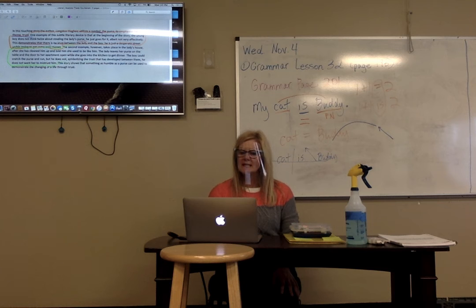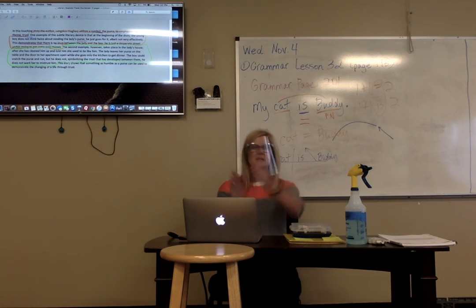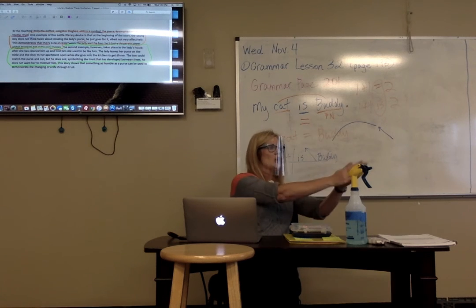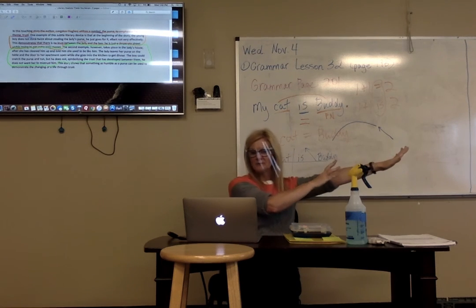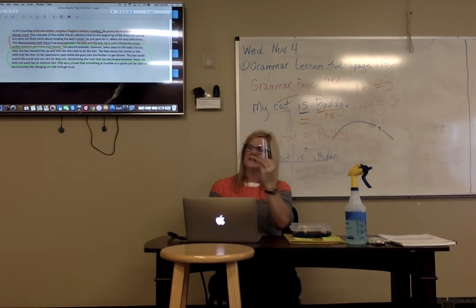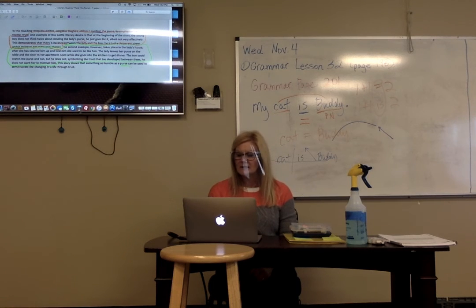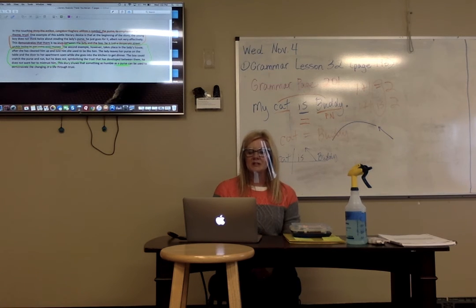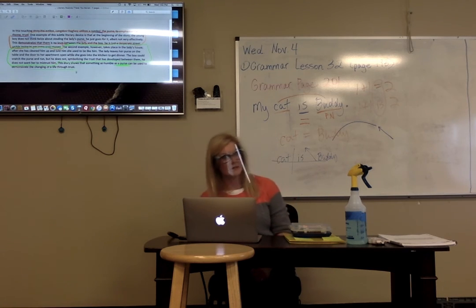All right, and you can see that it takes a couple of sentences to give the example and then show how that example shows the thing. She's got three sentences here that do that. And then her last sentence is a clincher. Kind of sums it up. This story shows that something as humble as a purse, there was the symbol, can be used to demonstrate the changing of a life through trust. There's the theme. Okay.